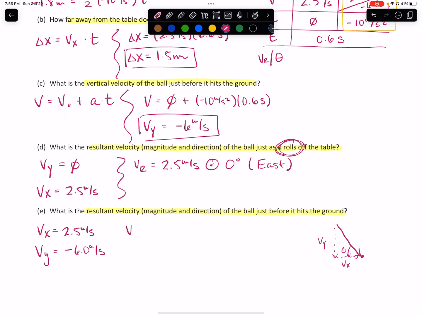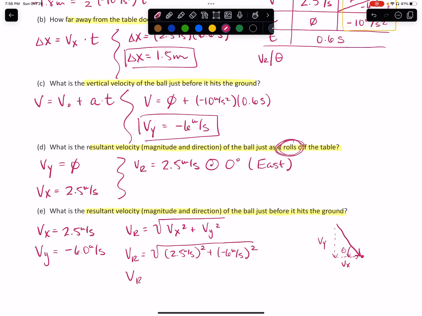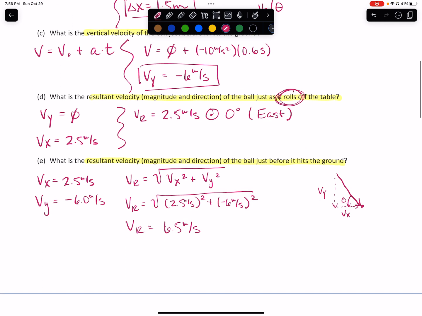With that, we can use Pythagorean's theorem. So we plug it in. We know it's the horizontal velocity squared plus the vertical velocity squared, and that is 2.5 meters per second squared plus negative 6 meters per second squared. Plug it all in, solve, and we find that the magnitude of our velocity value here is 6.5 meters per second. But we also need to know the angle.